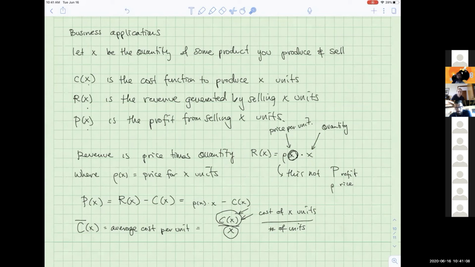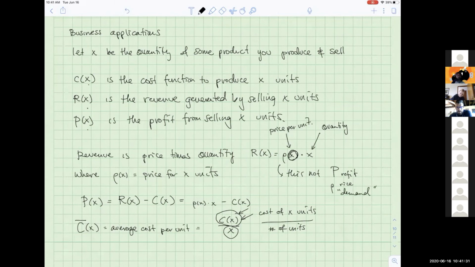So, where this is called the Greek letter rho. It looks like a lowercase p, but it's a lowercase Greek rho. And do not confuse capital P profit with lowercase rho price. Sometimes this is actually called the demand function in business, right?